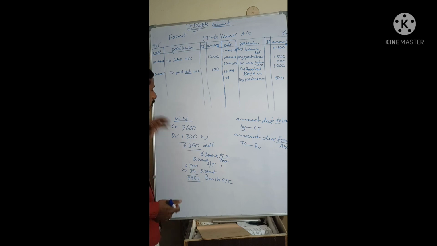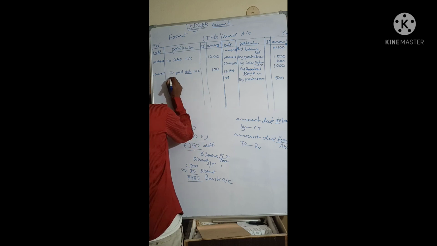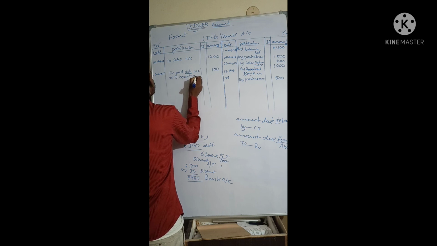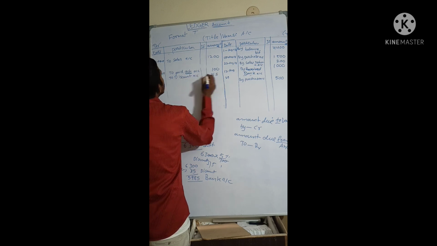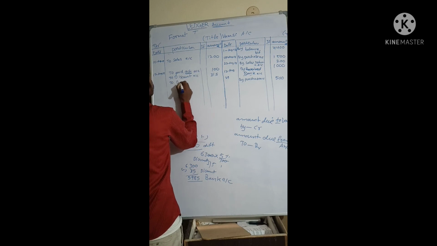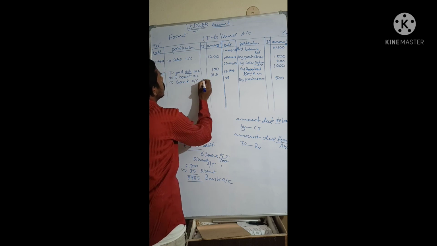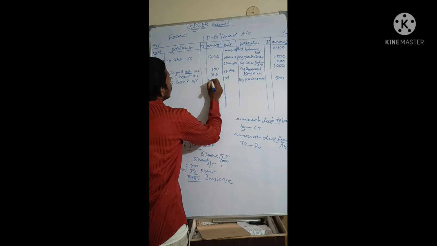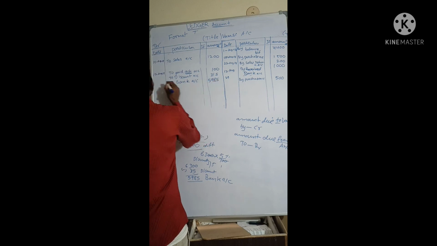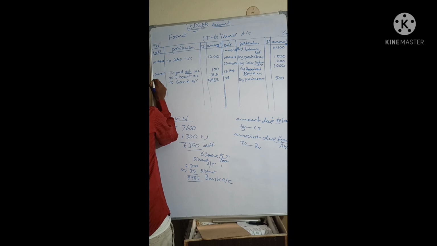So we got this 5,985. So now where you are getting low amount, debit side. So I am writing debit side to discount account 315, to bank account 5,985. So the date is month ending date. What is the month ending date? 31st August 18, 2018.